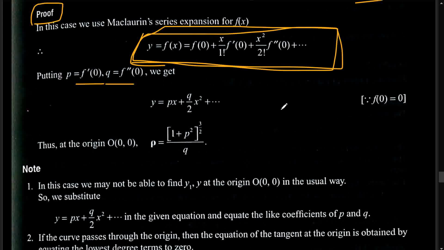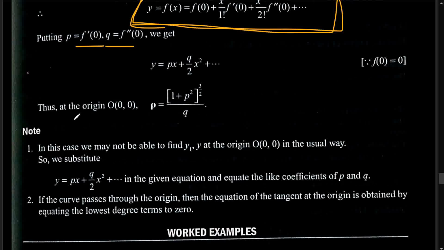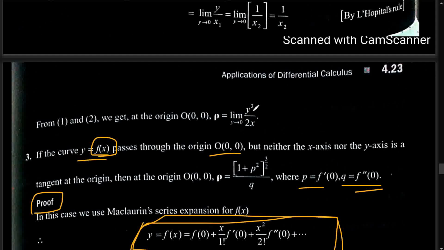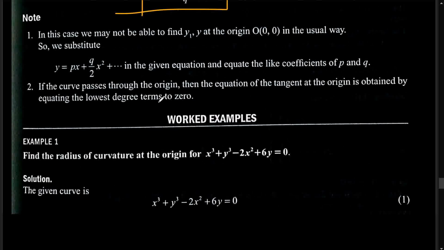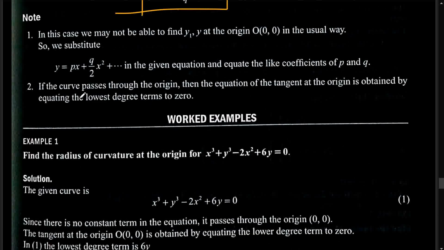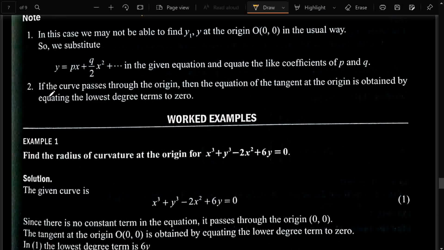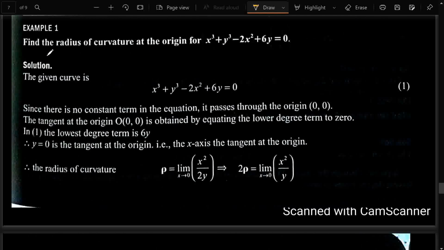It looks like this. So now at the origin, this is the radius of curvature for a curve passing through origin, but neither x-axis nor the y-axis tangent. Here is an important point: this is nothing but a procedure. If the given curve passes through the origin, then the equation of the tangent at the origin is obtained by equating the lowest degree term to 0, which we are going to see in this example problem.